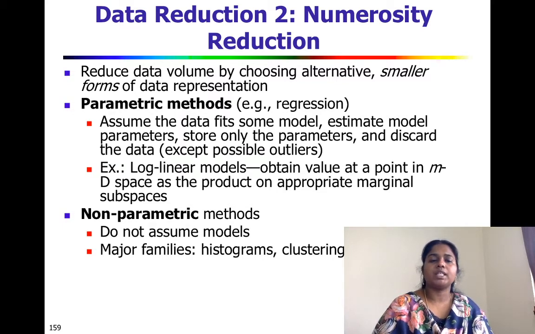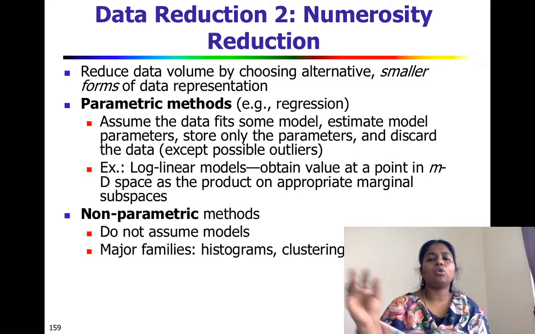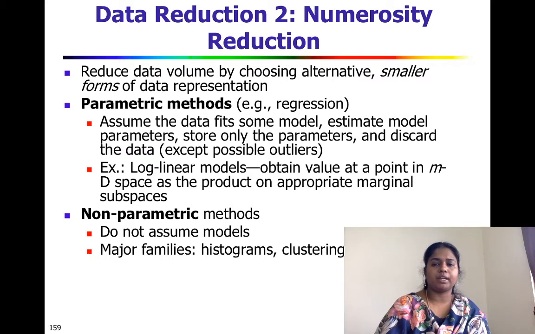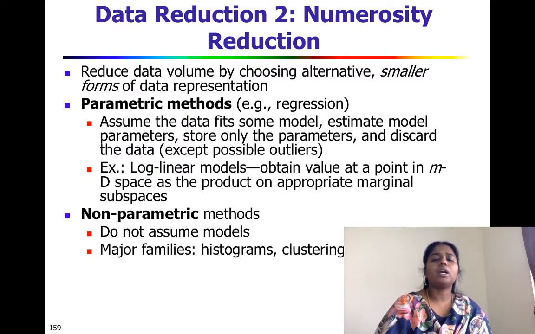The first one is called the parametric method. Parametric method is where you identify a model for representing the data in hand. Instead of storing every value, you store only the model. So I can store only the parameters and discard the actual data. This is called a parametric model. Log linear models are an example of parametric models.